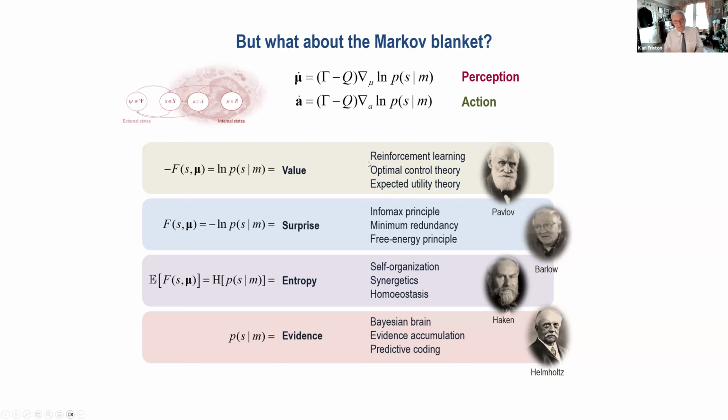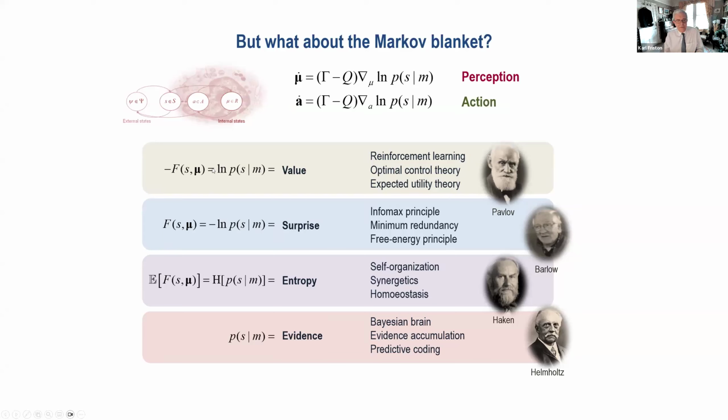And from that, we could spin off reinforcement learning stories in behavioral psychology. If I was an engineer, this would be a statement of optimal control theory. If I was an economist, it would be a statement of expected utility theory. Another perspective would be afforded by looking at this from the point of view of somebody doing information theory.